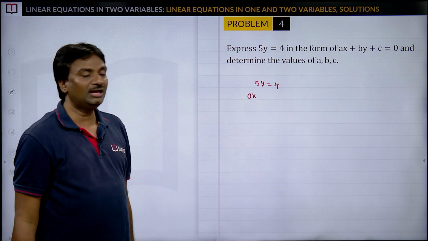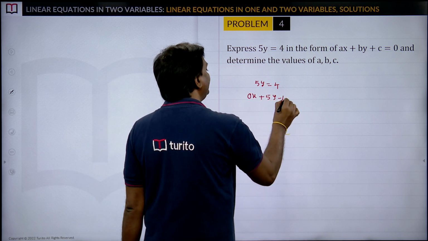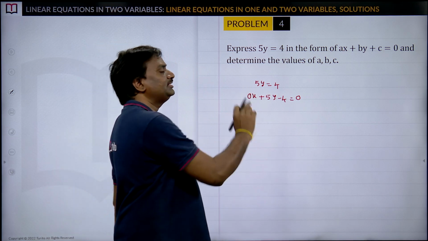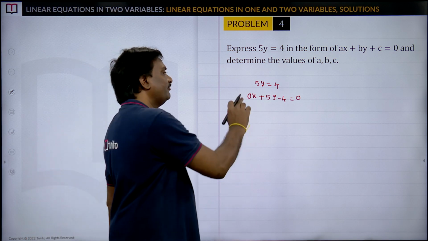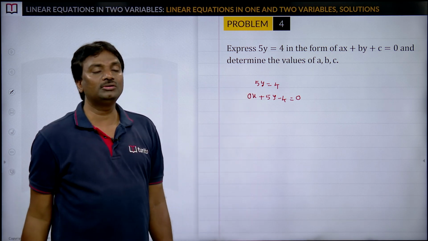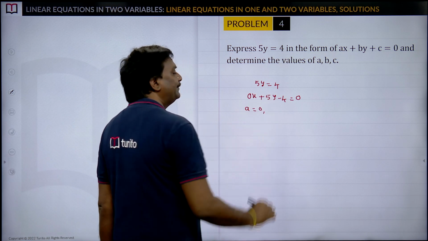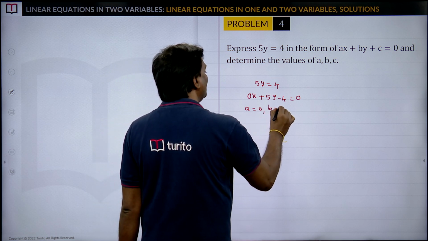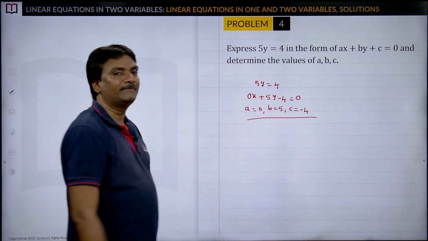Since the x term is not there, we can take that as 0x plus 5y. If you take 4 to this side, minus 4 equal to 0. Now, this equation is in the form of ax plus by plus c equal to 0, where a equal to 0, b equal to 5 and c equal to minus 4. By comparing with ax plus by plus c equal to 0, a equal to 0, b equal to 5 and c equal to minus 4.